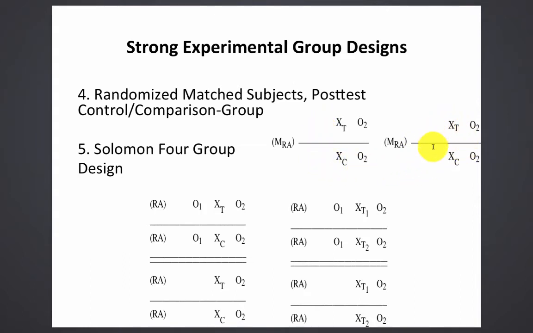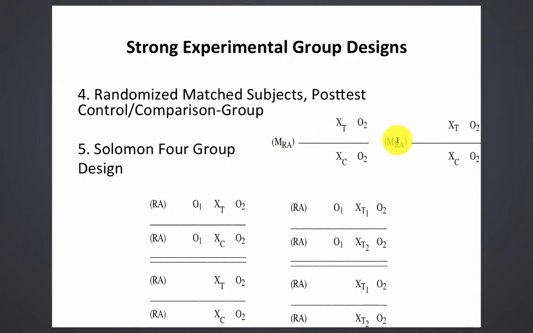And this would be the same, actually this image should be T1, T2 instead of T and C. But you get the idea, it's the same pattern of all the other designs we've seen. So matched random assignment, treatment 1 versus treatment 2, that should be a T2, and then measured on the outcome variable.